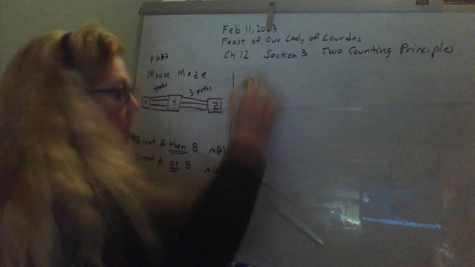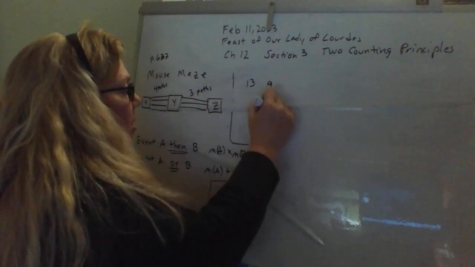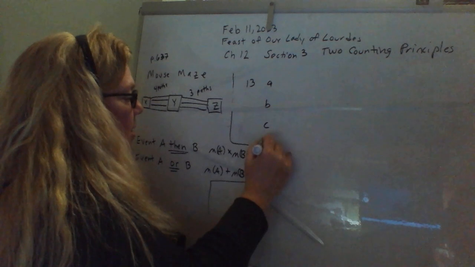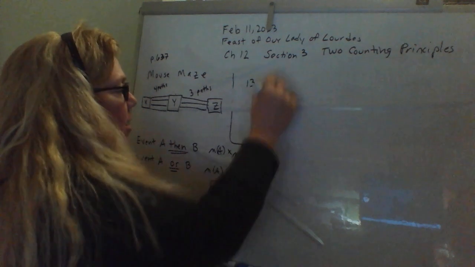Okay, so 13, we have A through F. Oh, I love when they do that. Give us a whole bunch of ones. A, B, C, D, E, F. Okay, let's see what we got here.